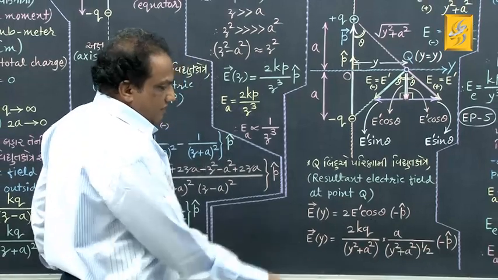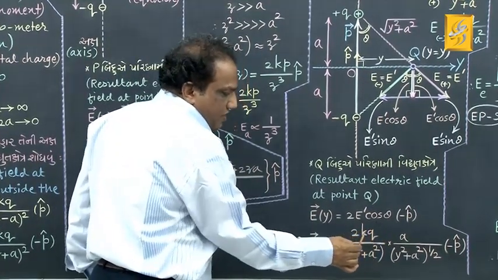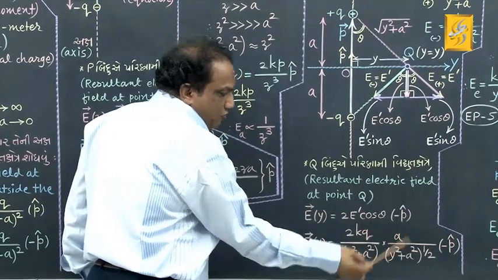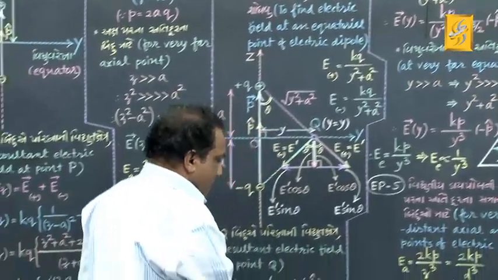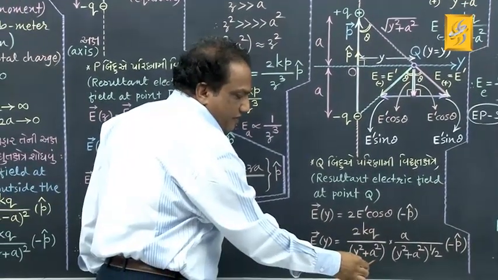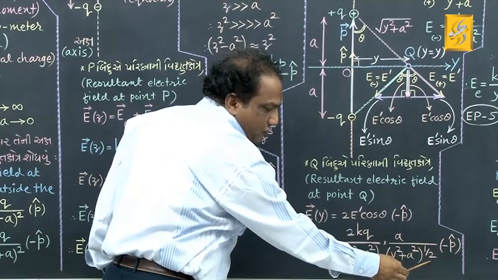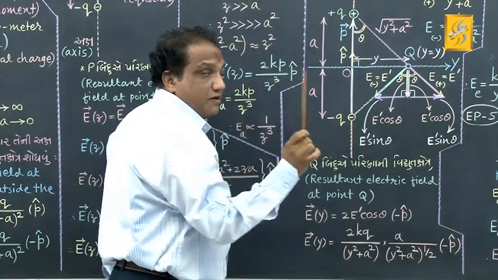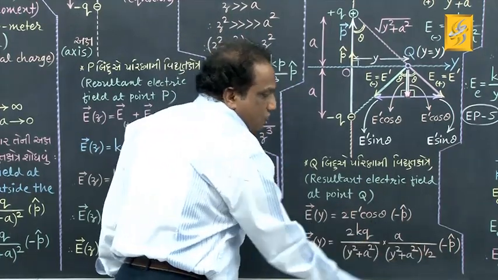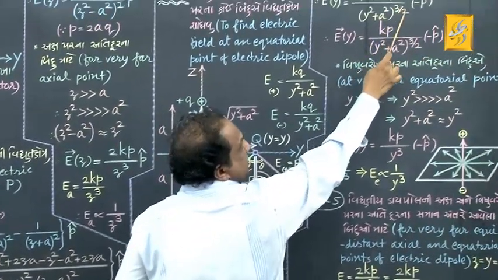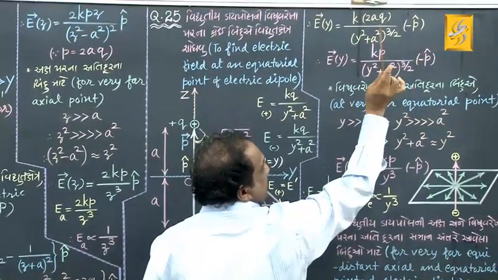And now tell me, can you rewrite K into 2a into Q here? In the denominator, y square plus a square, here power is 1, and y square plus a square, here power is 1 by 2. Whenever the base is same, in multiplication, we add the powers, 1 plus 1 by 2, that is 3 by 2, correct? And this unit vector minus P hat as it is, fine.